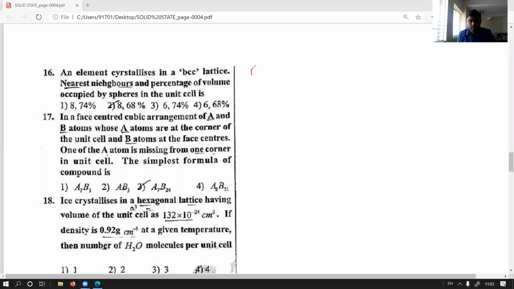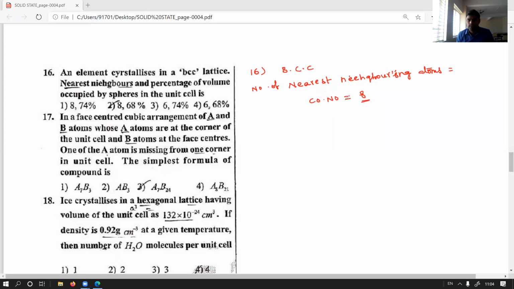BCC, body centered cubic crystal. In BCC, the number of nearest neighbors, meaning nearest neighboring atoms, is equal to the coordination number, which is equal to 8. Okay, it is very clear.